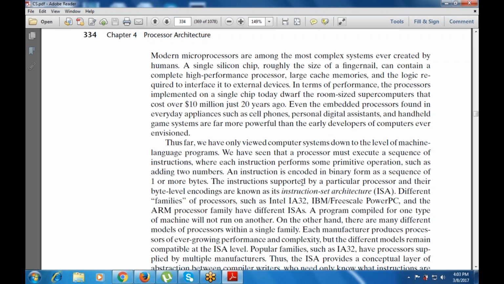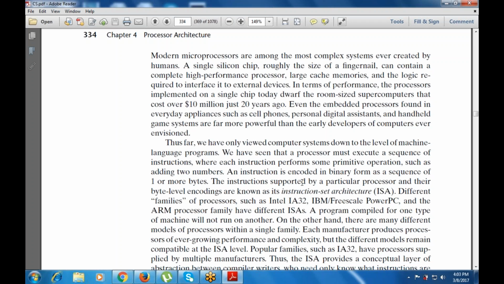Even embedded microprocessors used in day-to-day appliances such as cell phones, personal digital assistants, and handheld game systems are far more powerful than the early computers ever were.